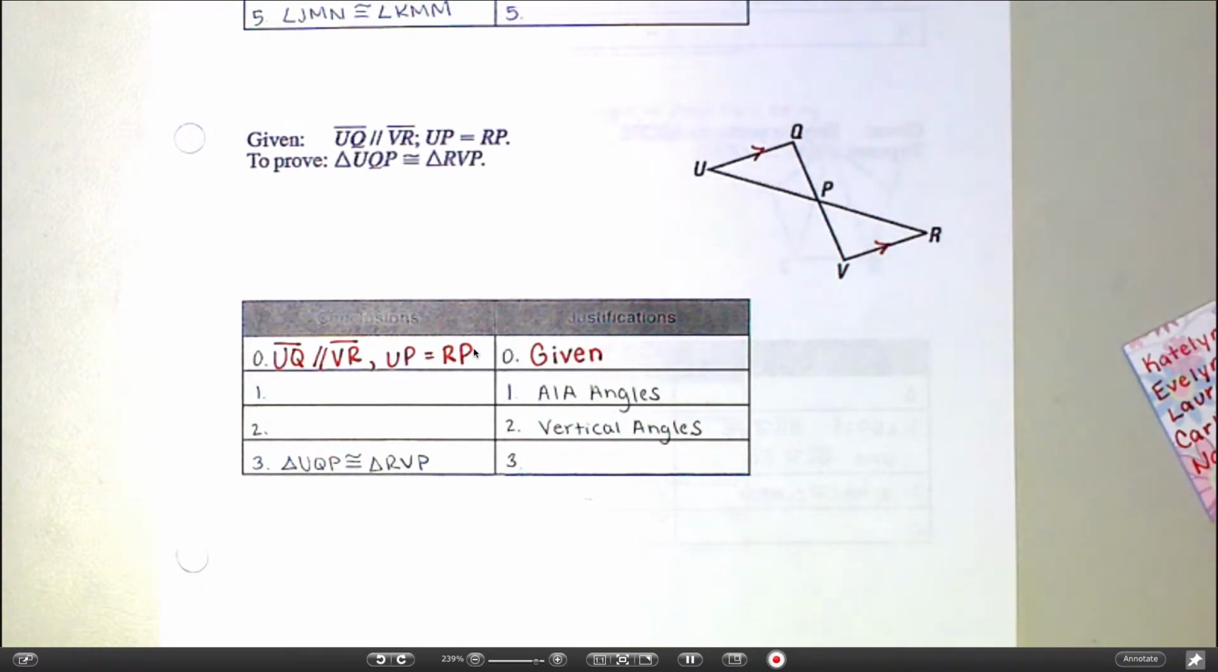Matt, you think you know? Is it, since it kind of looks like QPV is like the, forget what it's called. Transversal. Yeah, transversal. Mm-hmm. Of UQ and VR, so you can kind of turn it into one of those. You are right. And if I'm turning it into one of those, which of these things do you think is going to help me? Parallel lines and a transversal? Is there anything up here that... Nope. Which of these things up here have to do with parallel lines and a transversal?